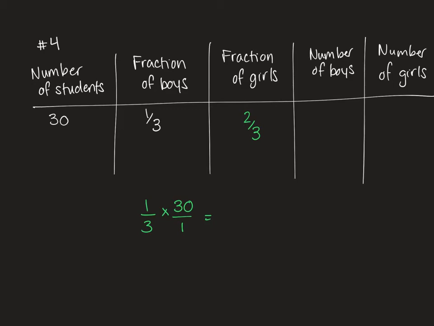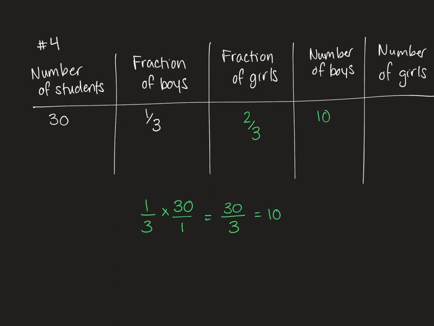We're only multiplying the top number. So 1 times 30 is 30, and 3 times 1 is 3. And so then we can simplify this, right? 30 over 3 would simplify to equal 10. Because if we take 30 and divide it by groups of 3, there's 10. So there would be 10 boys in the class.